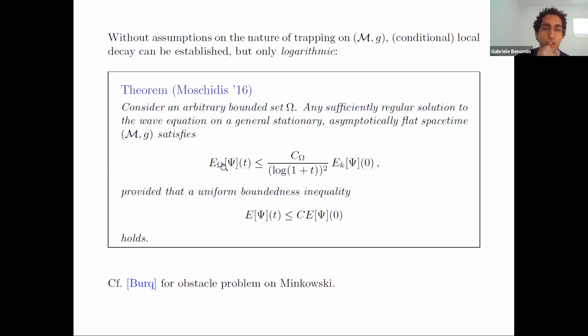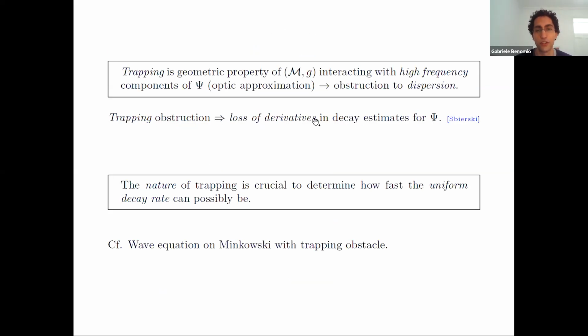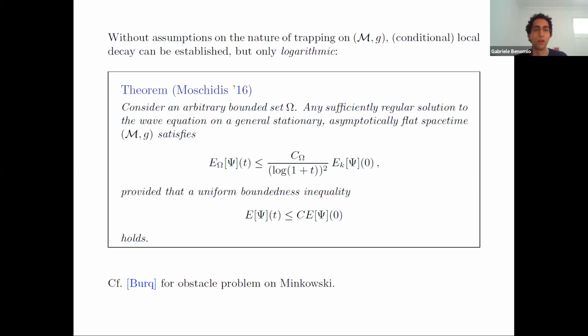So on the left-hand side, we have a local energy at time t. This will be less or equal than a universal constant C greater than zero, where C only depends on the specific bounded set considered, but doesn't depend on time or on the specific solution to the wave equation that we are considering. So C over log t squared times some higher order energy evaluated at time t equal to zero, where I think of prescribing data for the wave equation. So you see that on the right-hand side, you have to lose some. This higher order energy will involve higher order derivatives of the initial data. And this is the actual manifestation of this fact that I mentioned here, that one has to lose derivatives in uniform energy decay statements. So such a logarithmic uniform energy decay will hold provided that a uniform boundedness inequality of this form holds on the spacetime.